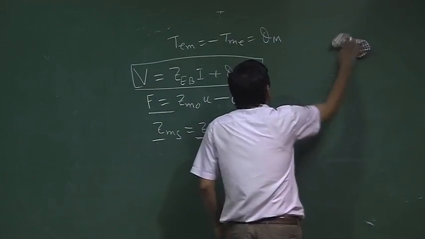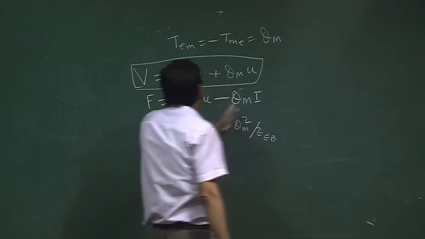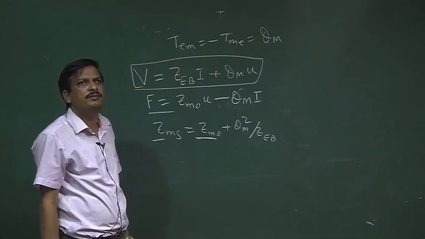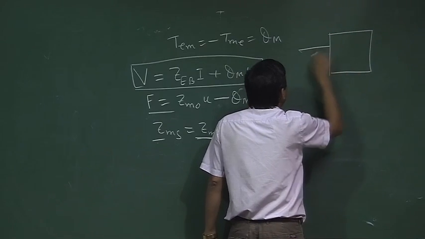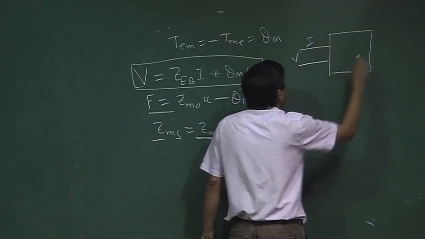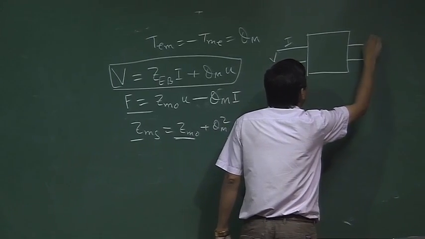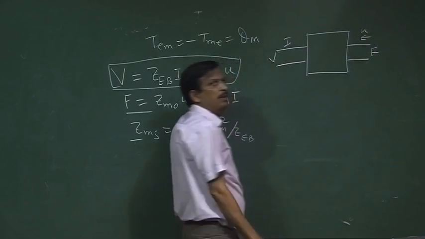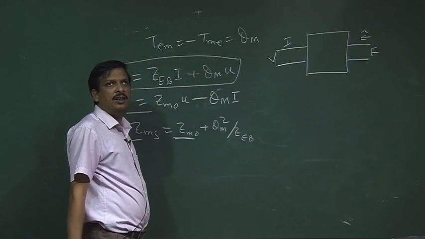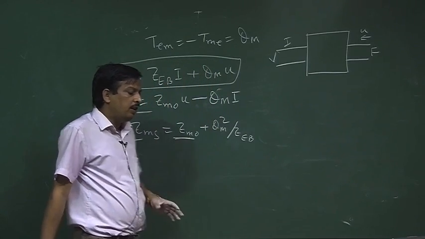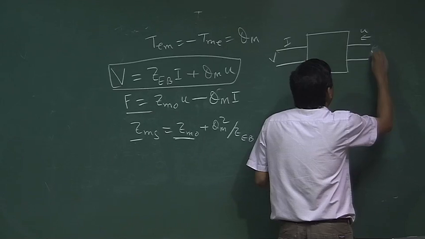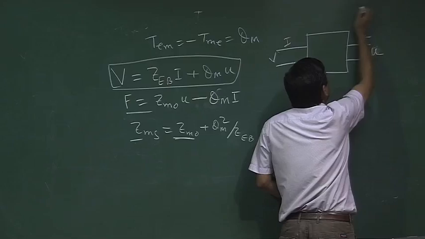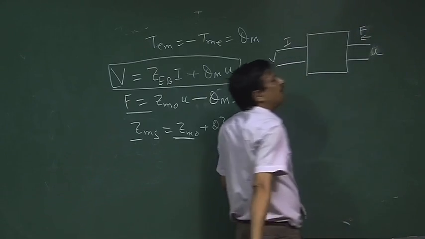Okay. Now, how do you realize it? How do you explain minus phi m into I? We said I have a two-port network. This side is electrical, with applied voltage V and current I. This side is mechanical, with force F and mechanical velocity U. There is a principle called mechanical duality. Instead of that, can I do it like this? Instead of force, I can change it to U and say the F is here.